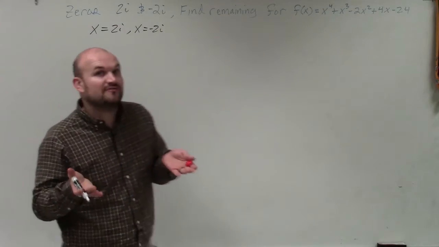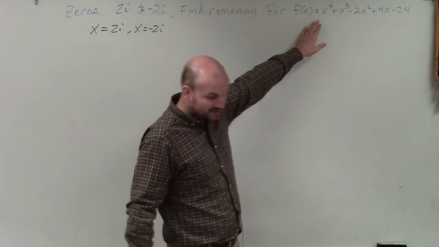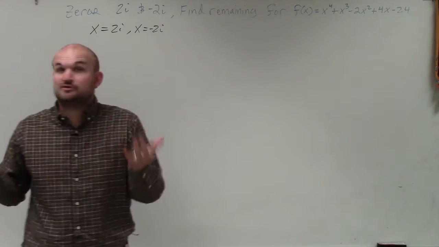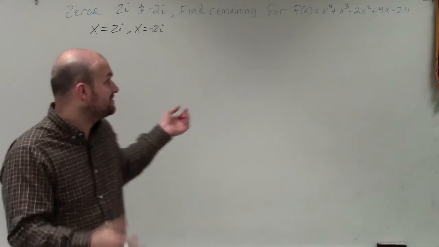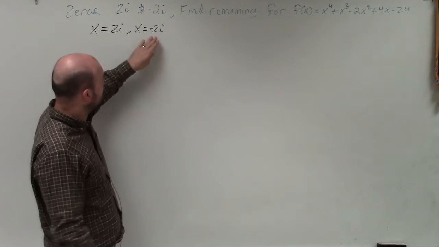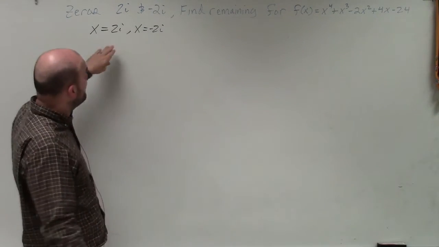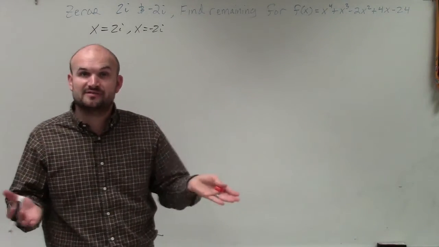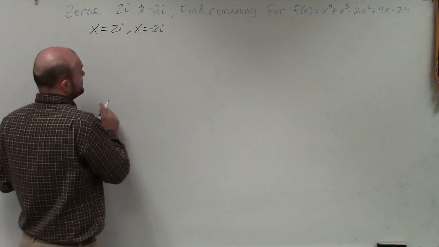However, by understanding the fundamental theorem of algebra, we know that there's going to be four total zeros. So we have two complex. We either have two more complex, or we're going to have two real zeros. So we need to figure out all the rest of the zeros. Now, if we know we have a zero, we can find the remaining zeros by using synthetic division. And I also have another way that I'm going to go through as well.